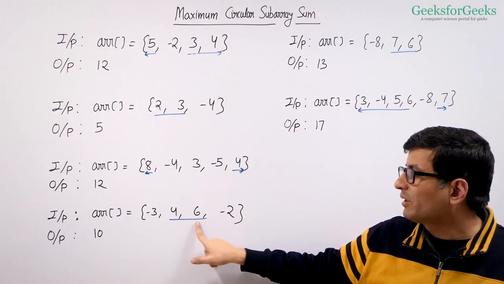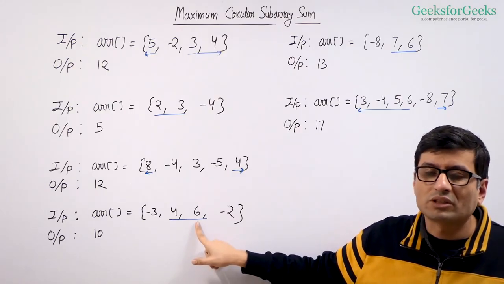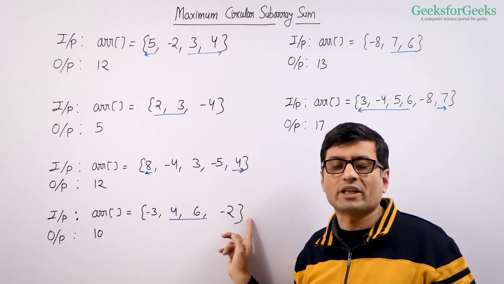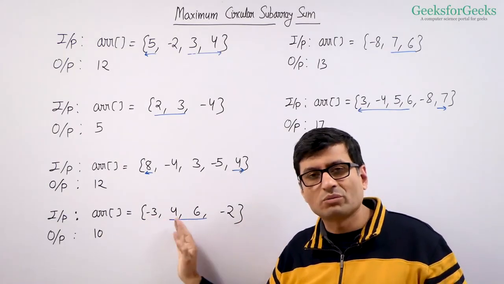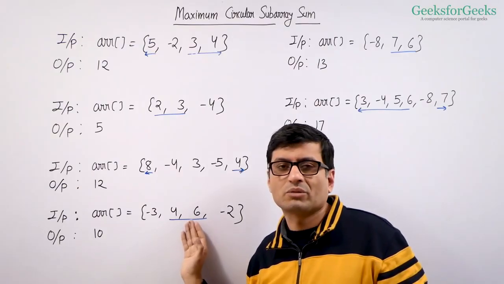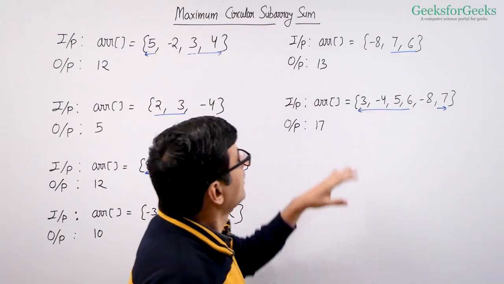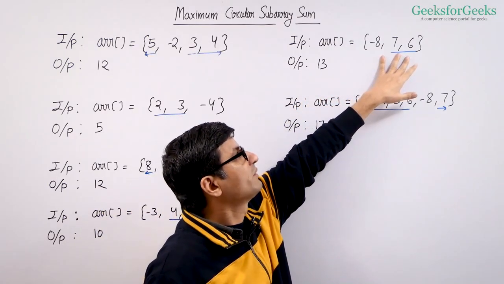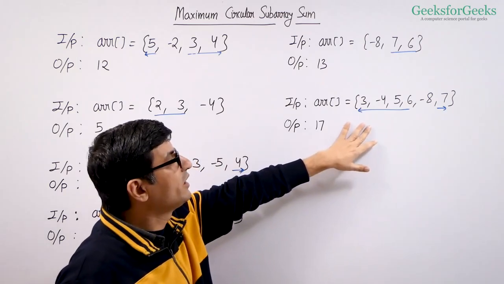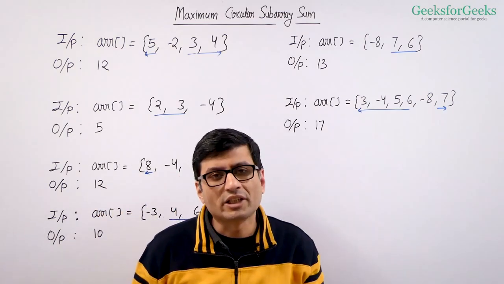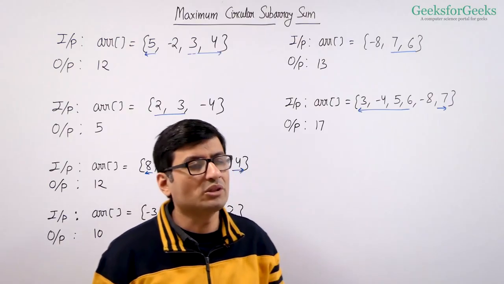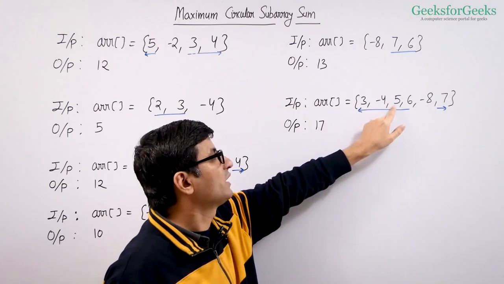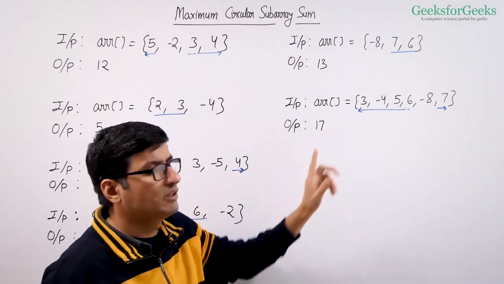Let's see this example. In this example, we get the maximum sum as 10. And this is not a subarray which is obtained by connecting the last element back to the first element. It's a normal subarray, right? And we're getting the maximum sum from a normal subarray here. Let's see this example. Again, we are getting the maximum sum by considering a normal subarray. Let's see this example. Here we are getting the maximum sum by considering a subarray that connects the last element back to the first element. So our subarray is 7, 3, minus 4, 5, 6. And the sum of this subarray is 17.